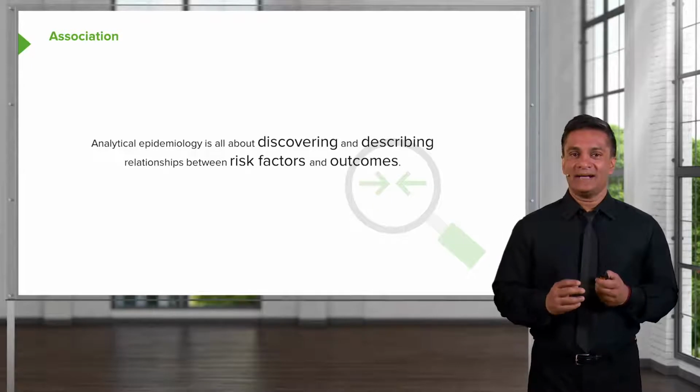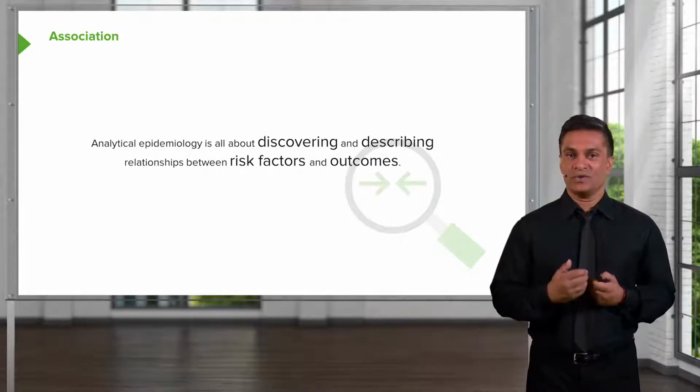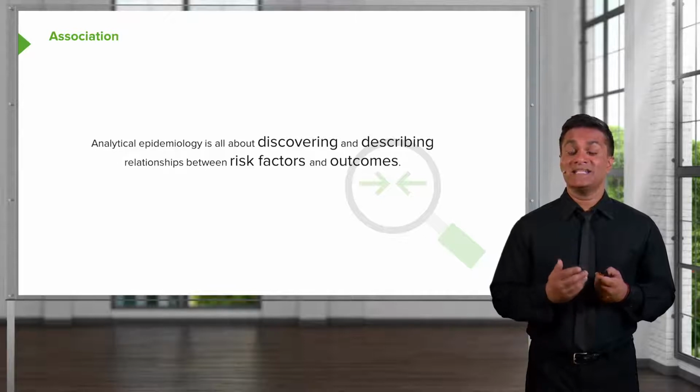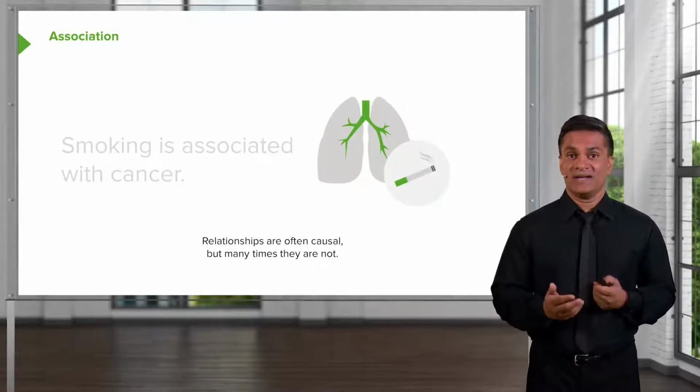So, analytical epidemiology is about discovering and describing relationships between risk factors and outcomes. Remember, a risk factor is an independent variable that may change the probability of getting a certain outcome. So we say that smoking is a risk factor for lung cancer.